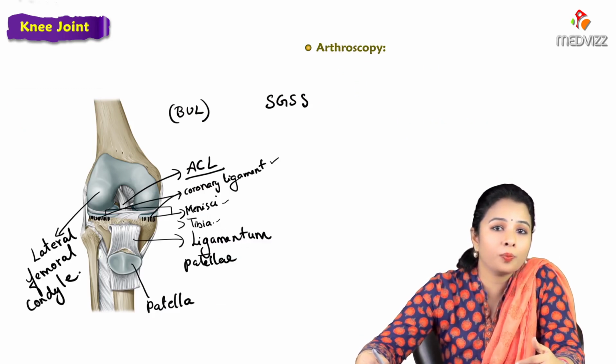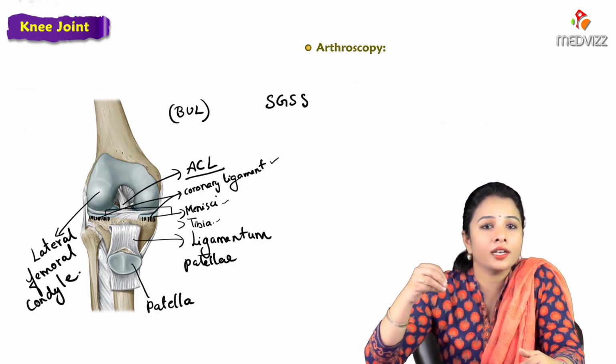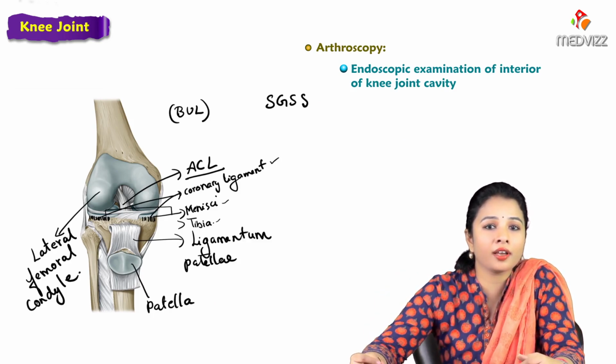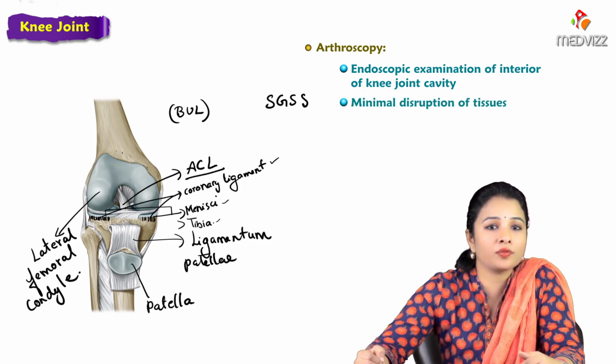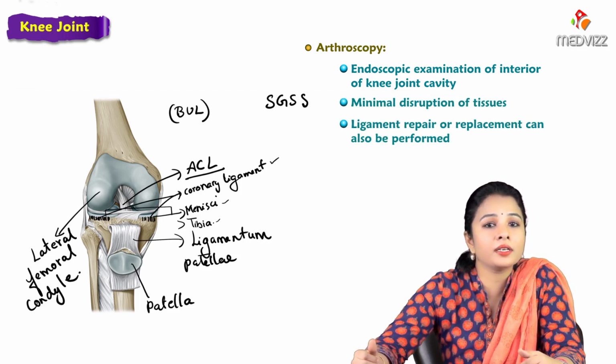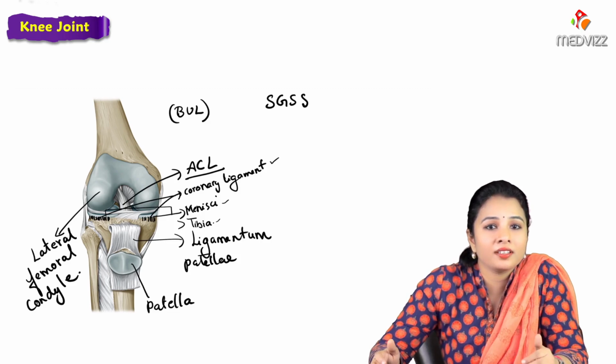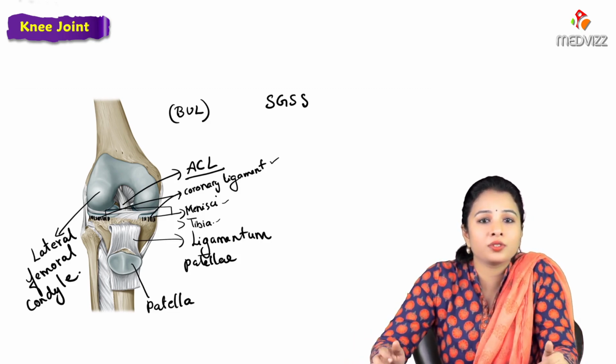And arthroscopy of the knee joint is an endoscopic visualization of the knee joint to see the interior of the knee joint cavity with minimal disruption of the tissue. So the ligament repair or replacement can be performed by using an arthroscope. So points to remember in the knee. So we are now going to summarize.